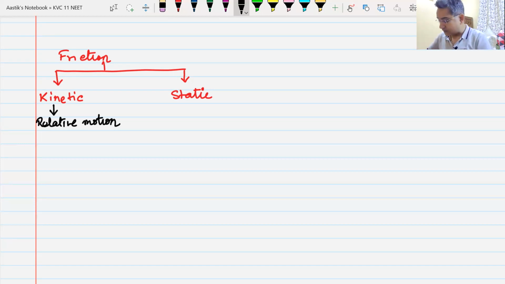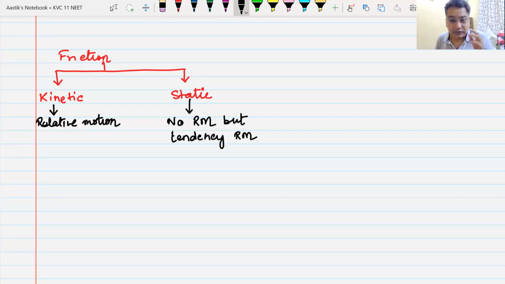What about your static friction? The static friction comes when there is no relative motion, but there is a tendency of relative motion. So even though there is no relative motion, there is a tendency that the motion can happen. If there is a tendency that the motion can happen, then this static friction will come. Now, the best way to understand this would be with a diagram. So let me draw a diagram here.